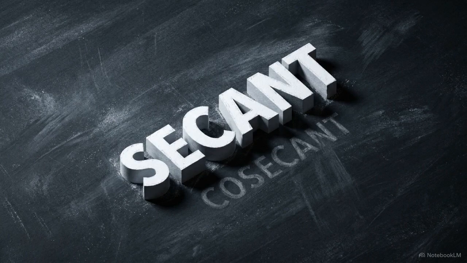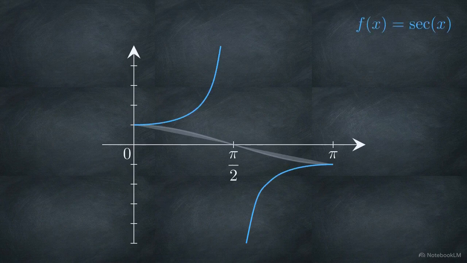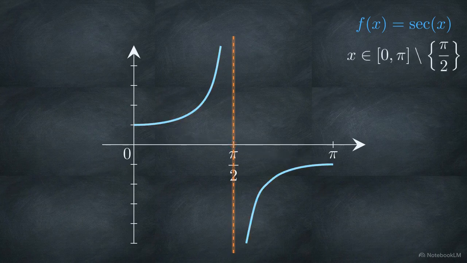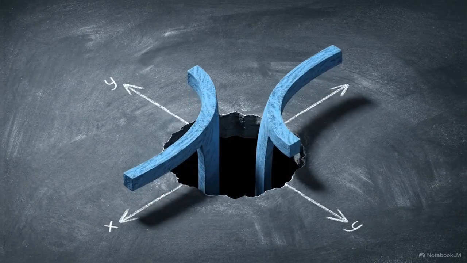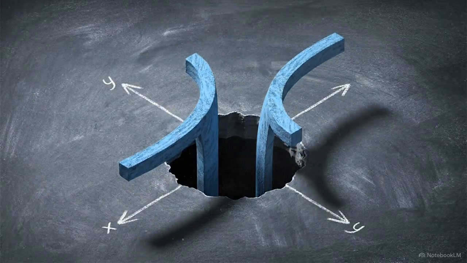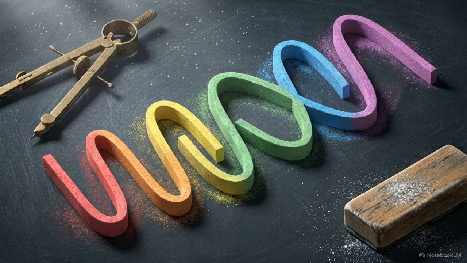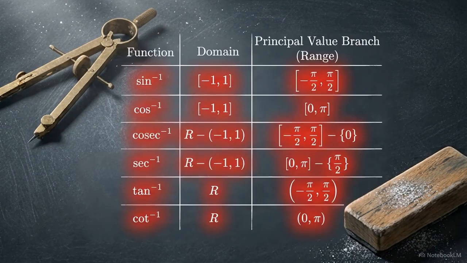This exact preventative logic applies to the secant function as well. Secant relies on the cosine interval from 0 to π, but we must explicitly subtract the point at π/2 where cosine crosses 0. Reciprocal inverses are highly specific constructs. They rely on the precise algebraic extraction of undefined points to maintain their structural integrity. We can aggregate all 6 of these newly engineered inverse functions into a single unified system. This matrix outlines the definitive domain and the resulting principal value branch for every inverse trigonometric function.